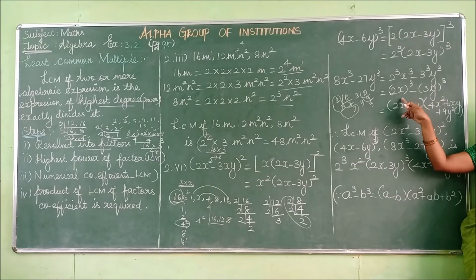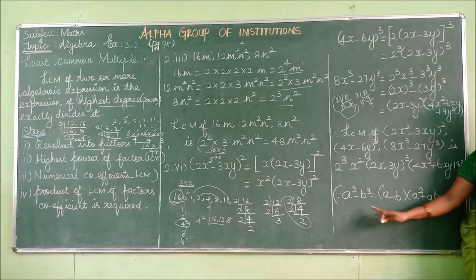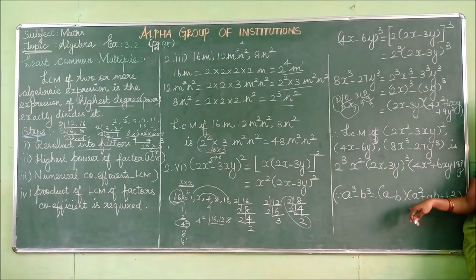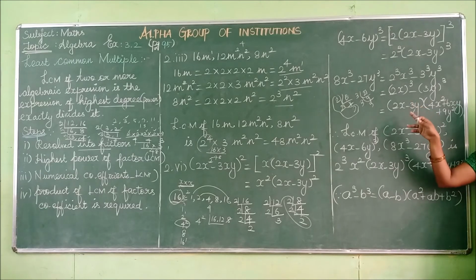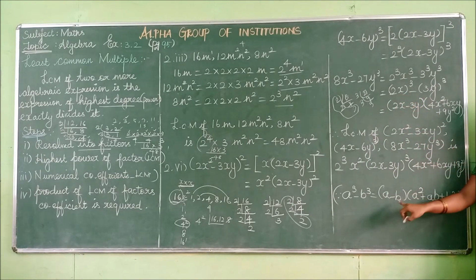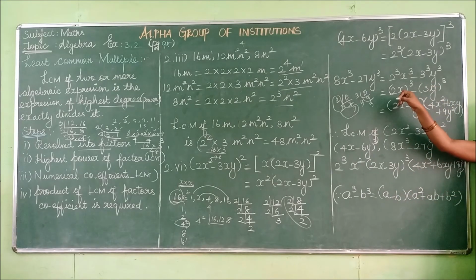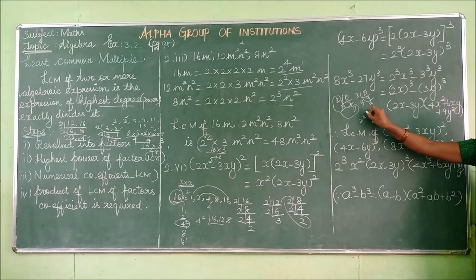This is in the form of a cube minus b cube. What is your formula for a cube minus b cube? A minus b into a square plus ab plus b square. Then write. So what is our a? Our a is 2x. 2x minus b is 3y, into a square, 2x square. So 2x whole square, which can be written as 2 squared x squared. 2 squared is 4x squared.